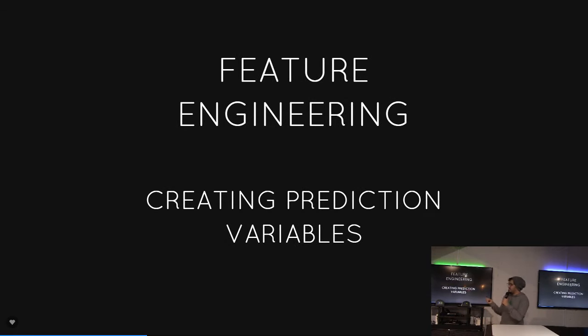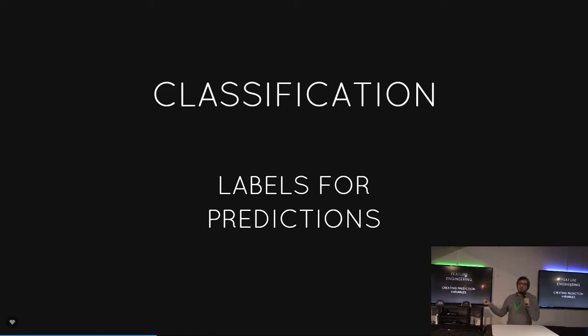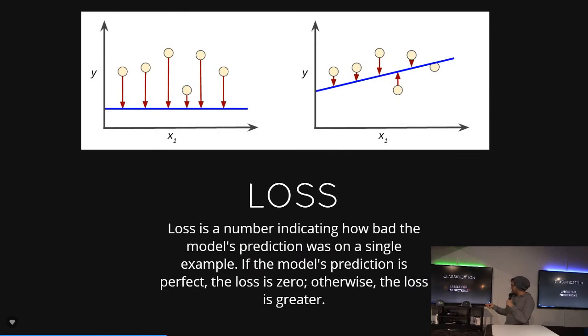Feature engineering, this is creating prediction variables. Especially when we want to know what something is, to make a prediction, we're going to need variables. Classification is basically labels for these predictions. And loss. Loss is also called cost, and it's a cool, interesting concept. The loss is the number indicating how bad the model's prediction was on a single example.